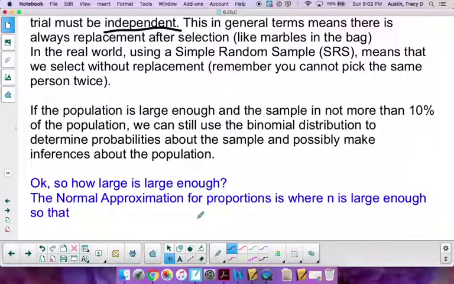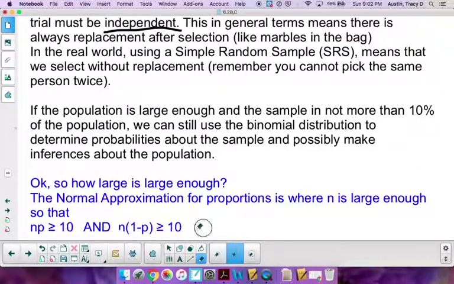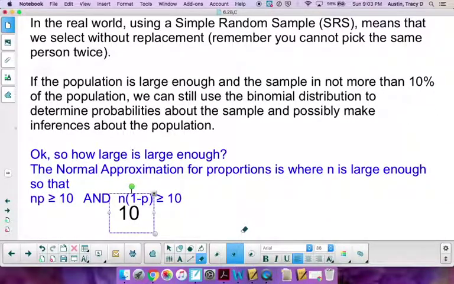approximation. So n being your sample size has to be big enough so that basically your mean, right? That's your sample size times your probability, right? Has to be 10. So you have to have 10 successes because that's basically what your mean is. And you also have to have 10 failures. That's what that is, because it's your sample size times or your number of trials rather, times your failures. So we call this 10 successes and 10 failures.